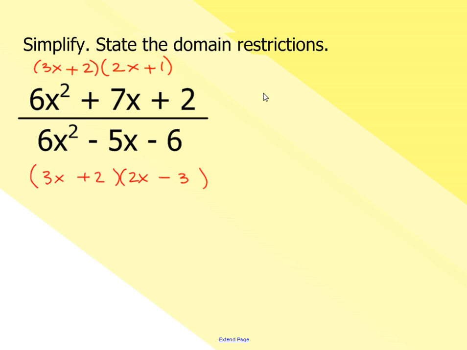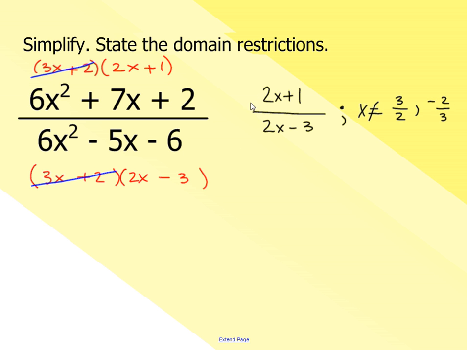So now I'm looking for my factors that cancel out. I have a 3x plus 2 on the top and on the bottom. So my final simplified answer is 2x plus 1 divided by 2x minus 3. Now we're looking for our domain restrictions, what x is not allowed to be equal to. So here I would add 3, then divide by 2, so that would be a positive 3/2. And then on this one I would subtract 2 and then divide by 3, so that would be a negative 2/3. So here's my simplified rational expression. Here are my domain restrictions.